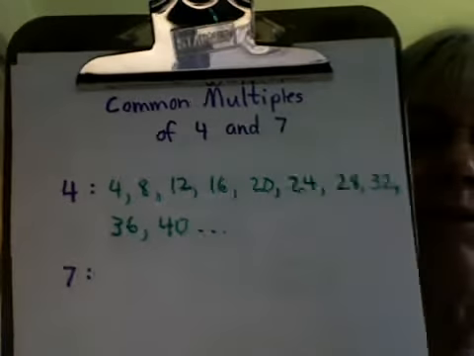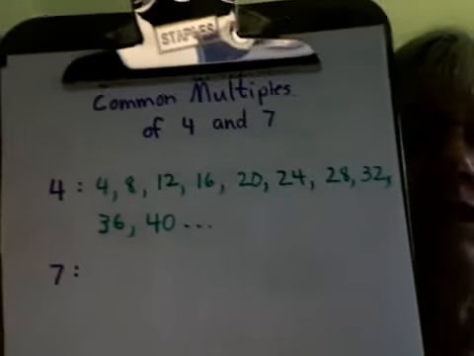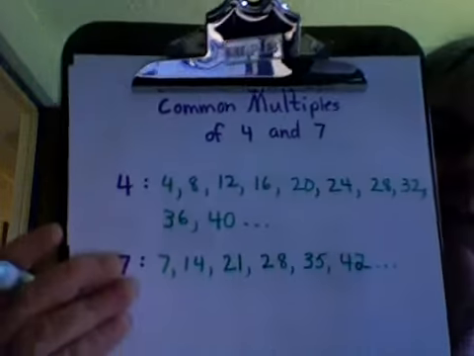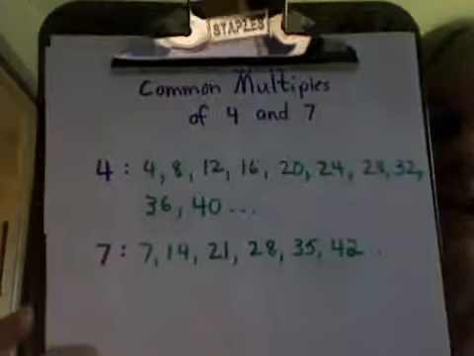Now let's write the multiples of 7. That means we're going to count by 7, starting with 7 itself. One group of 7 is 7. The second multiple of 7 is 14. The third multiple of 7 is 21. The fourth multiple of 7 is 28. The fifth multiple of 7 is 35. The sixth multiple of 7 is 42, and so on.